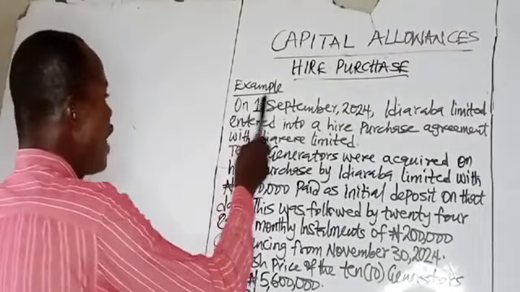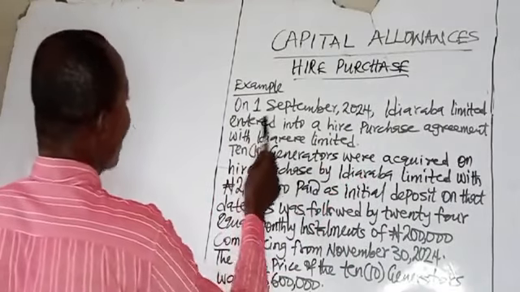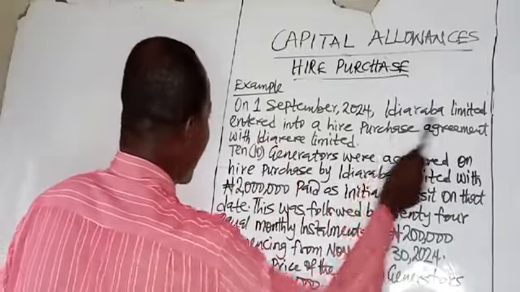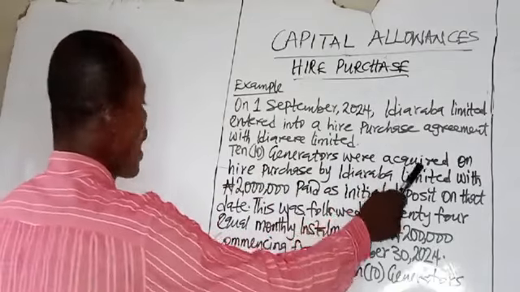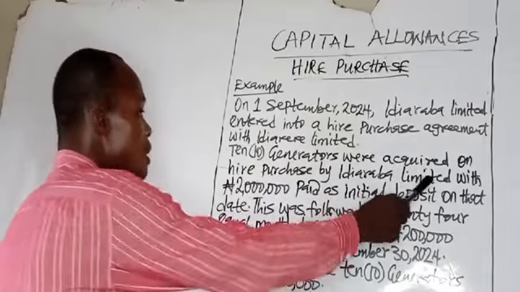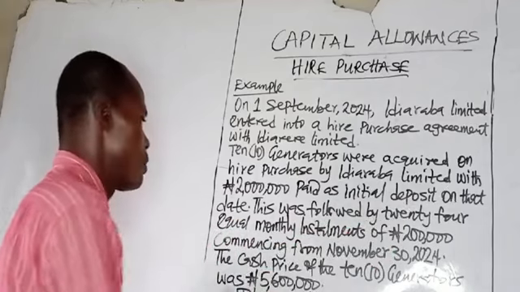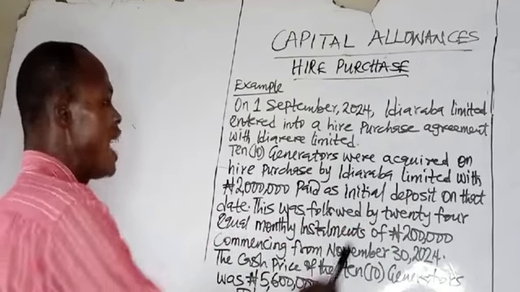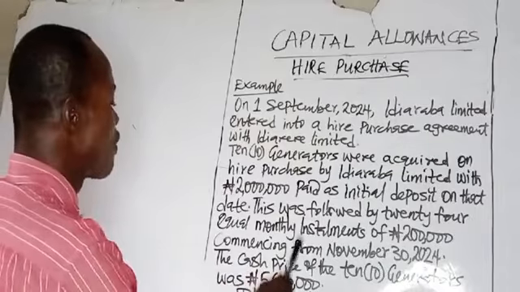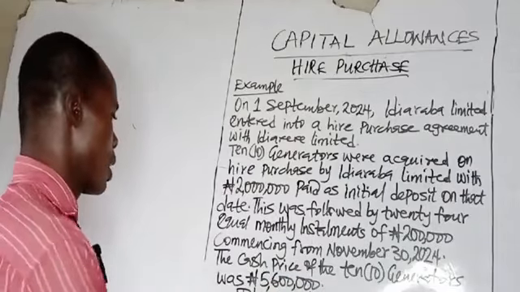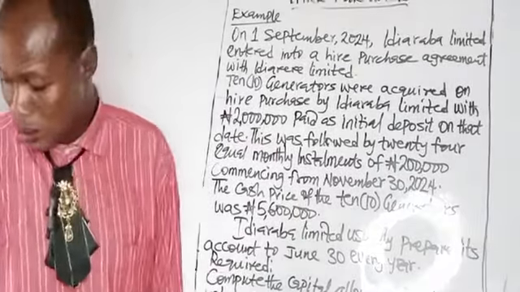Example: on 1st September 2024, Idiaraba Limited entered into a higher purchase agreement with Idiarere Limited. 10 generators were acquired on higher purchase by Idiaraba Limited with 2 million naira paid as initial deposit on that date. This was followed by 24 equal monthly installments of 200,000 naira commencing from November 30, 2024. The cash price of the 10 generators was 5.6 million naira.